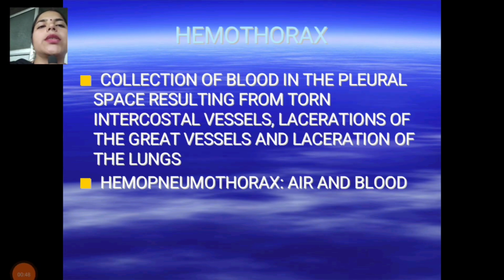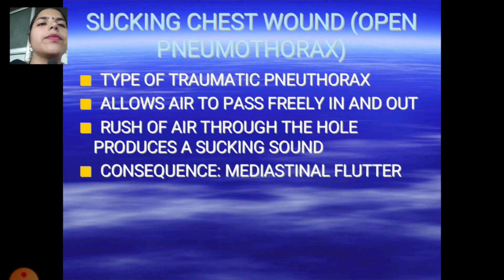Hemothorax is a collection of blood in the pleural space resulting from torn intercostal vessels, lacerations of the great vessels, and lacerations of the lungs. Hemopneumothorax is air and blood.